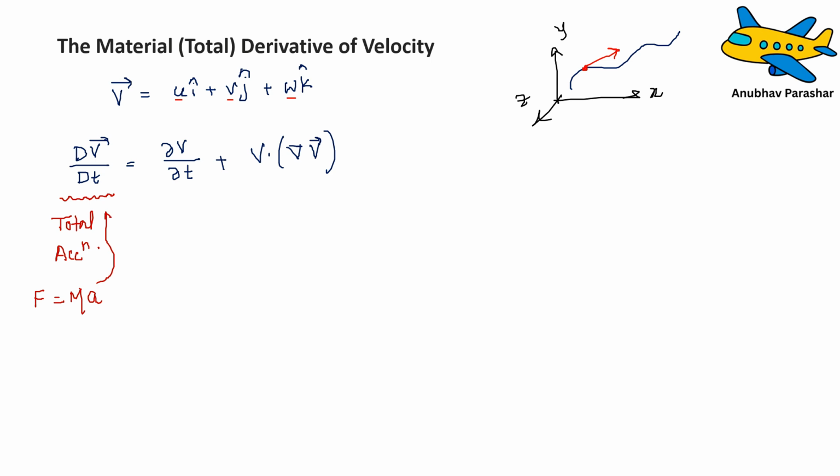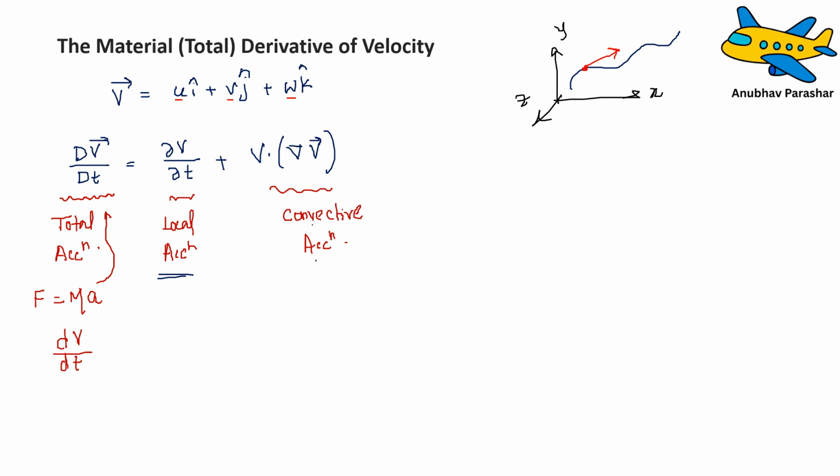It's basically nothing else but dv by dt, right? This is known as the local acceleration, and this is known as the convective acceleration. We are going to resolve it, don't worry, and understand it fully. Basically, the local acceleration represents how the velocity is changing with time if we keep x, y, z constant. And what is convective acceleration?